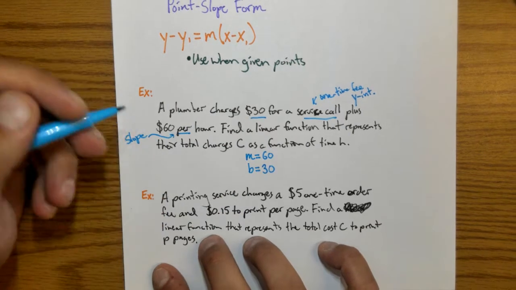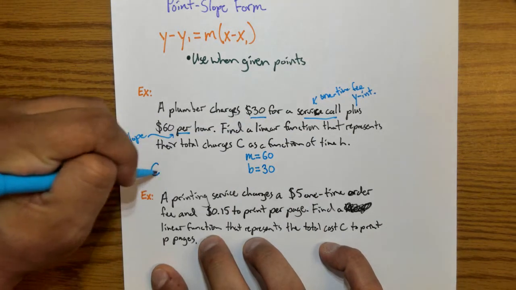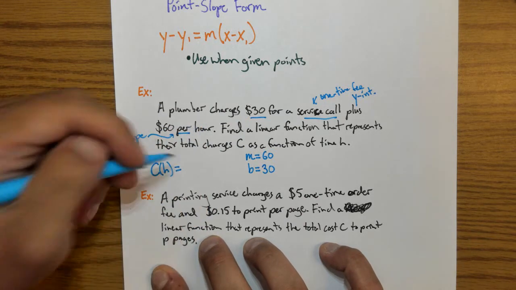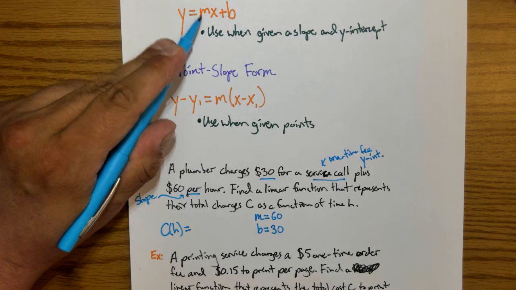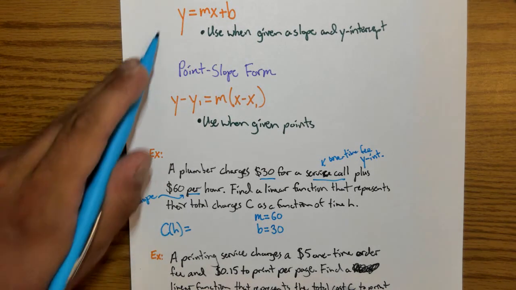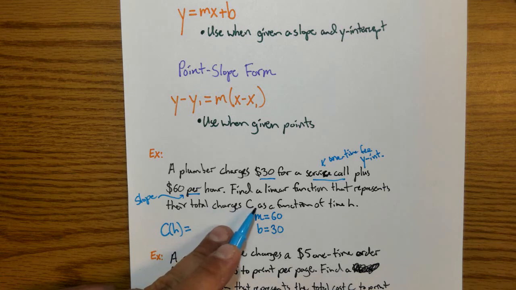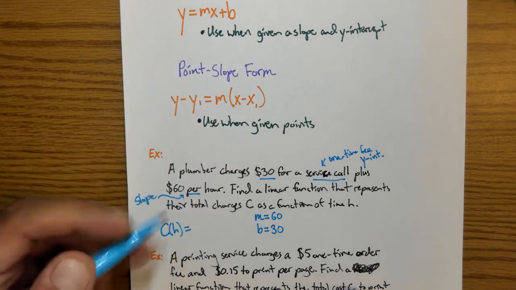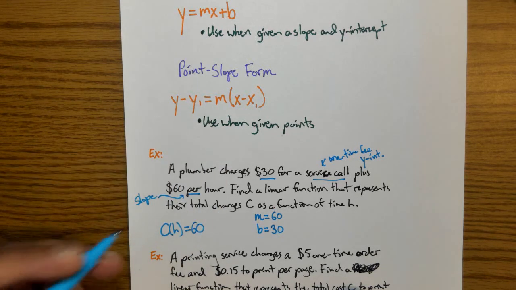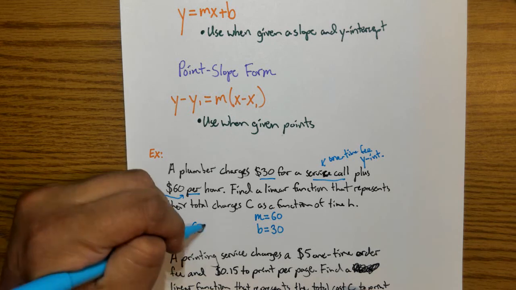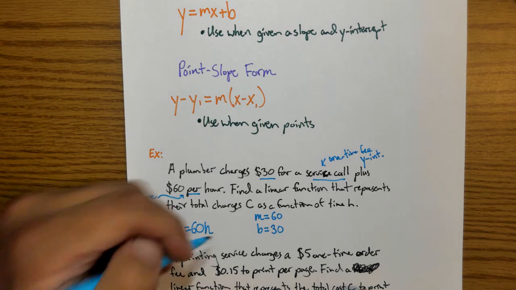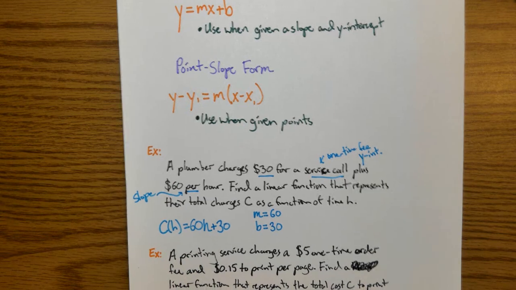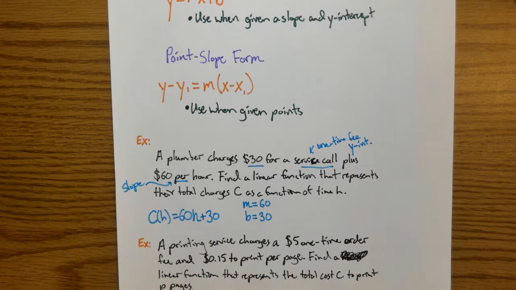So our function c of h is equal to, well, c of h is my y, isn't it? It says the charges, it's just like f of x, but these are our variables here. Then mx plus b, well, m is 60, and x, well, x is defined as an h here, so 60h plus 30, plus my b value. And that's the function right there. C of h equals 60h plus 30.